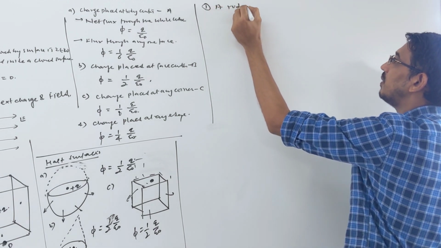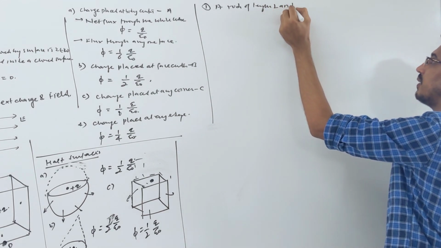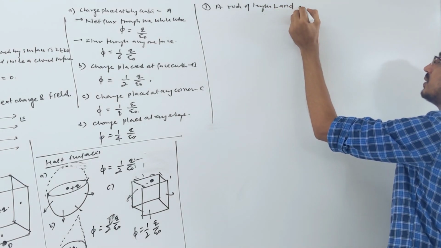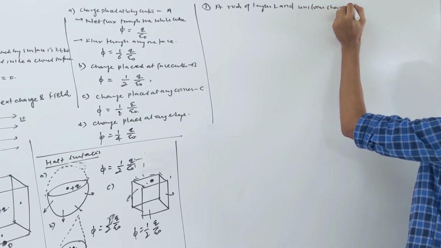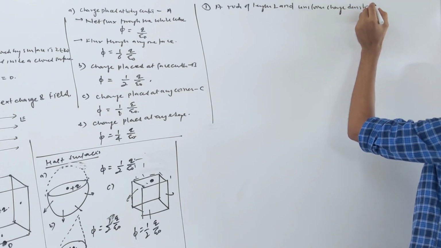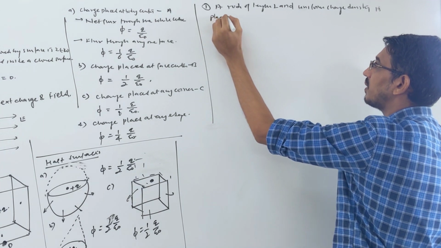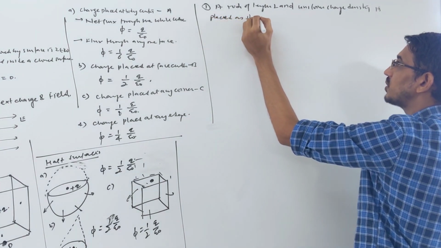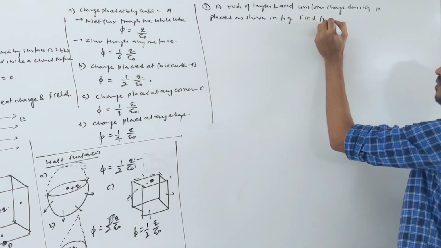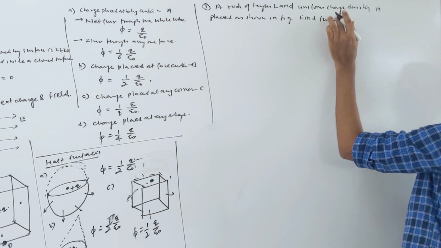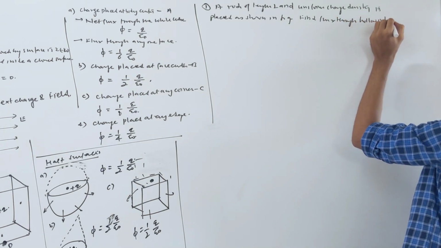A rod of length L and uniform charge density lambda is placed as shown in the figure. Find flux through the hollow sphere or shell. Okay, something was given.